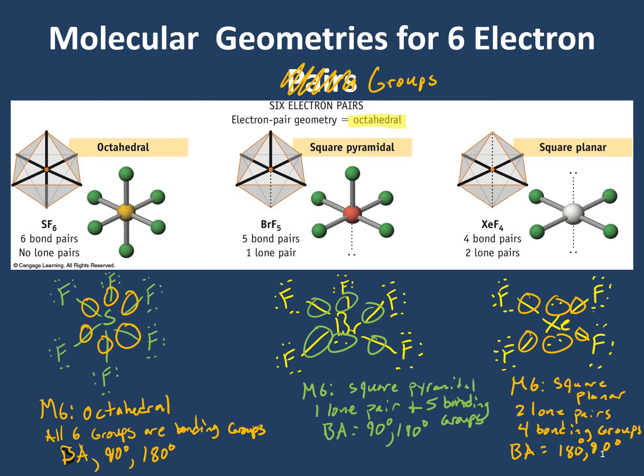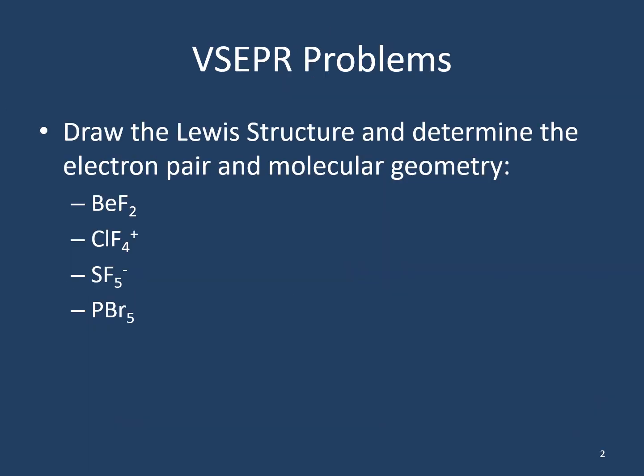Let's do some practice problems. So first thing, as always, when we're doing practice problems involving VSEPR, is we have to draw the Lewis structure so that we can determine the electron group geometry and the molecular geometry. Now, the first step then would be drawing our Lewis structures, which hopefully we've gotten quite a bit of practice on now.